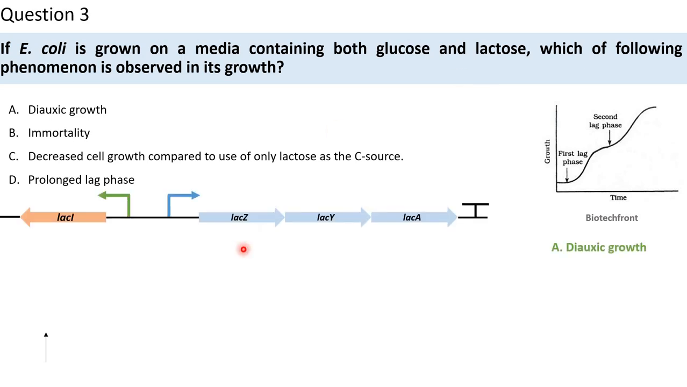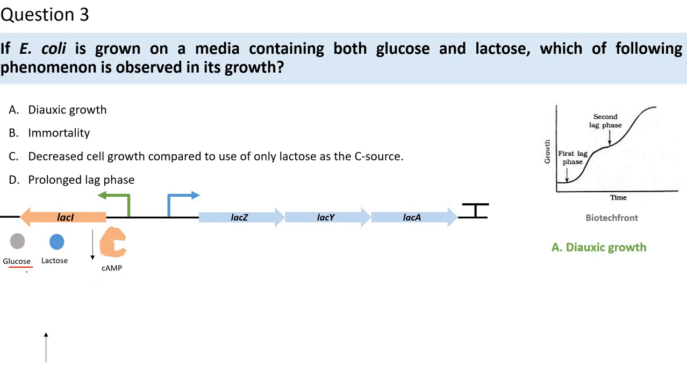So this is the lac operon that we are talking about. The lac operon has the inhibitor, as well as the genes that code for the enzymes which help in metabolizing lactose as a carbon source. So what happens at first? The question given is about E. coli grown on a media containing both glucose and lactose. So we'll consider that both glucose and lactose are present. If glucose is present in higher quantity, it will reduce the cAMP levels in the cell.